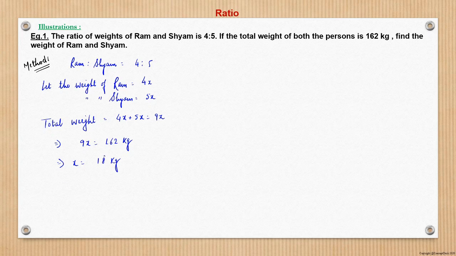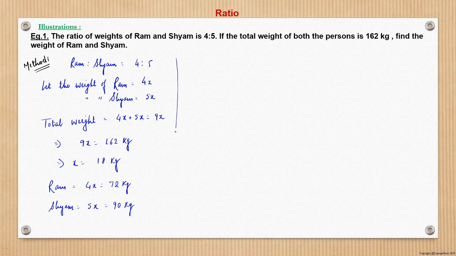So if x is 18 kg, Ram's weight is 4x, which is 72 kg, and Shyam's weight is 5x, which is 5 times 18, that is 90 kg. So this is the most standard and equation-driven approach which we will take.